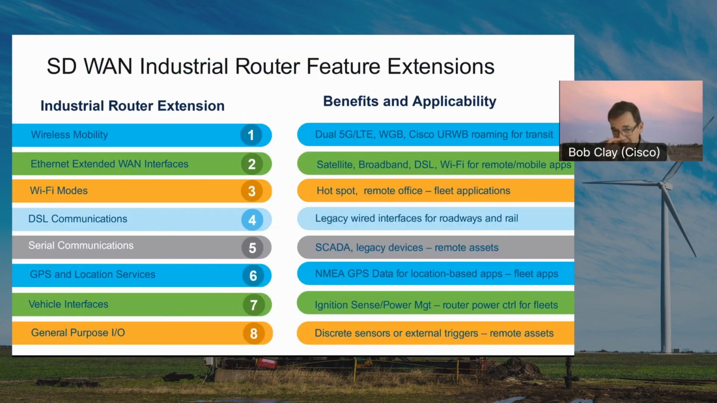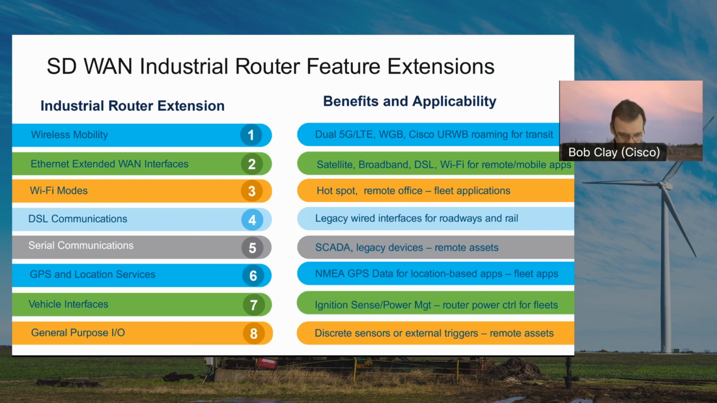And then this is an interesting slide, because what we've done here is we didn't just take SD-WAN and put it in the router and say this is an industrial SD-WAN. We actually have added features to SD-WAN to accommodate these industrial use cases. So when you look at industrial wireless mobility, our industrial routers have dual 5G and LTE connections, a capability. So SD-WAN understands that and can manage that.